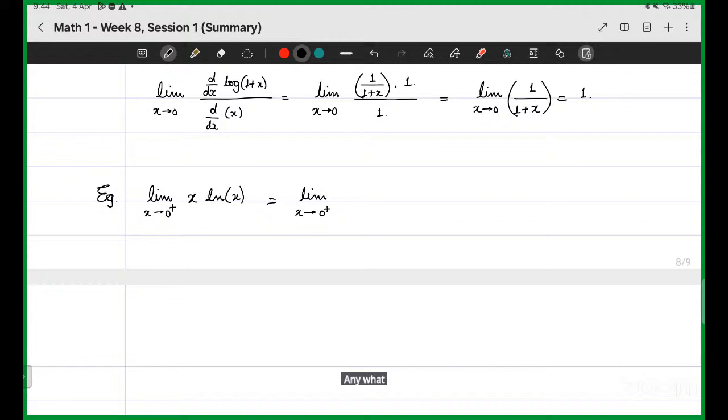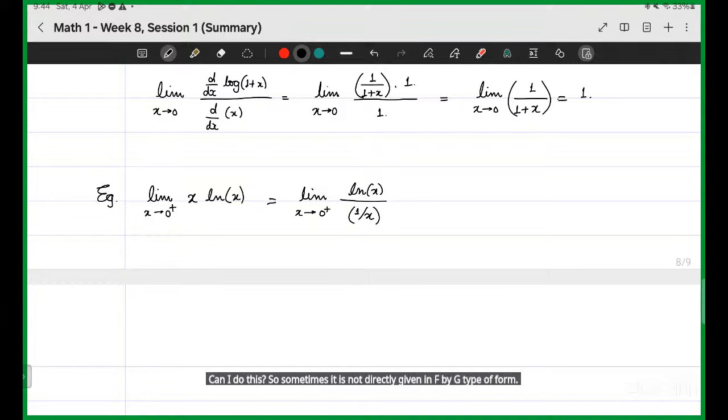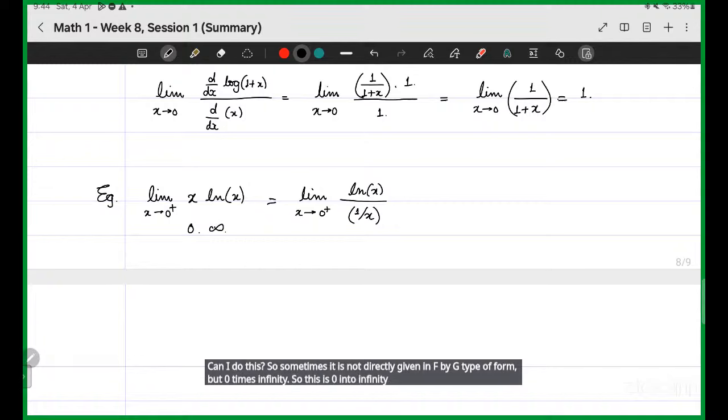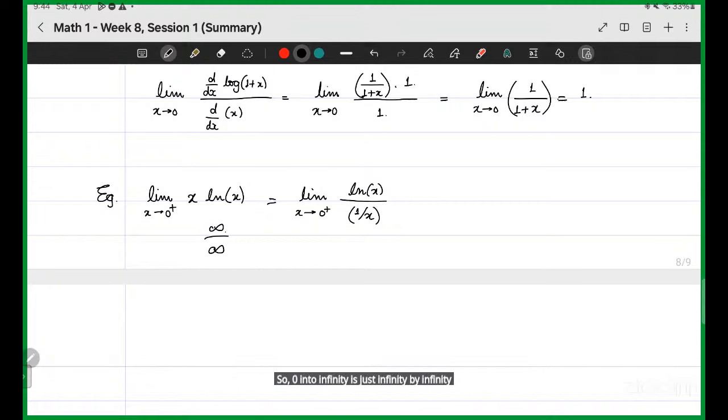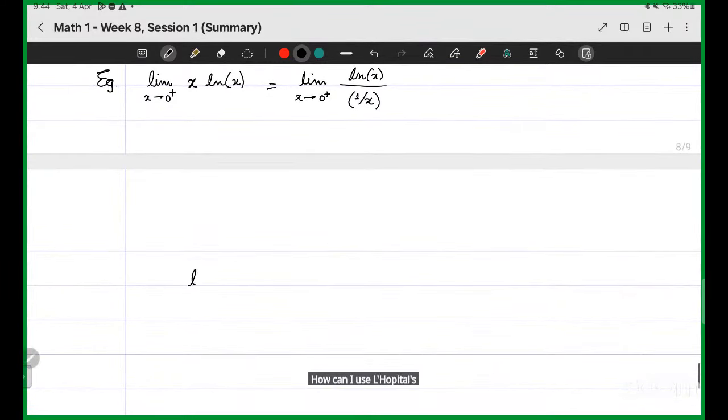Yes, sir. So sometimes it is not directly given in an f by g type of form, but as 0 times infinity. So this is 0 into infinity, right? 0 into infinity is just infinity by infinity in disguise, or 0 by 0 if you want to go that way, but it's better to keep log in the numerator. Now, can I use L'Hopital's rule? Let's see.